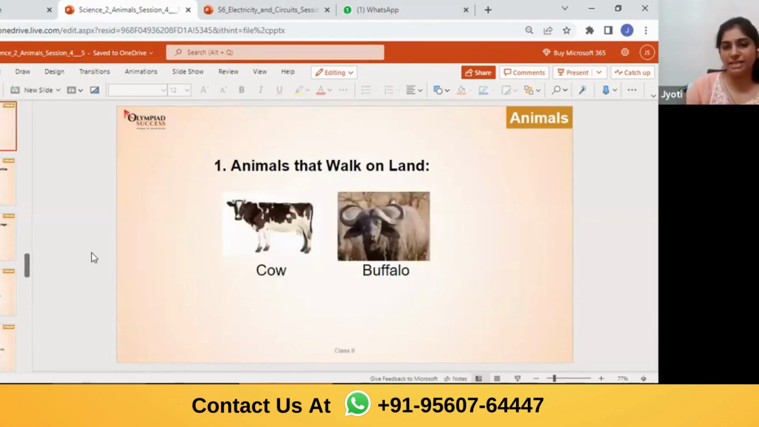Next is the animals that walk. Now, firstly, we have seen about the insects. Now we are seeing about the animals. There is a difference. Earlier we were seeing about the insects, now we are discussing the animals. So first is animals that run fast. I already told you these are the locomotion done by the animals.